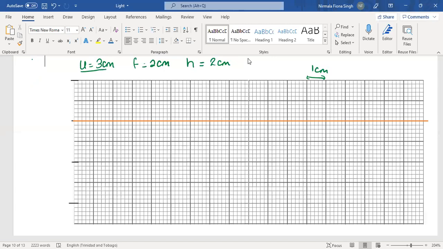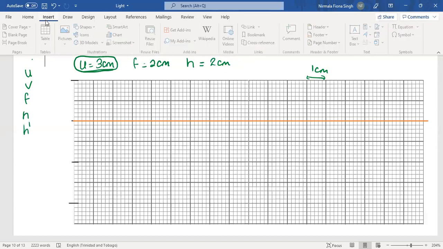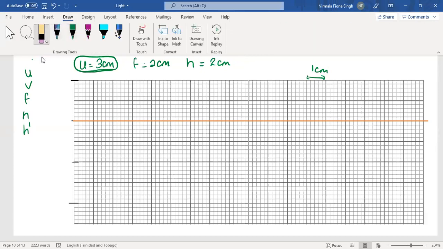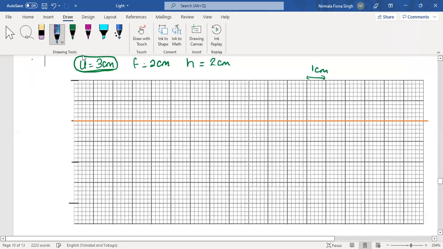Remember, let's just revise: U is your object distance, V is your image distance, F is your focal length, H is your object height, H prime is your image height. I'm going to go through them over and over. By the time we finish, you will know all these letters very quickly. So if my object is 3 centimeters away from my lens, I can probably put my object right here.